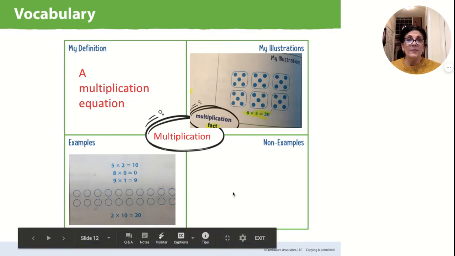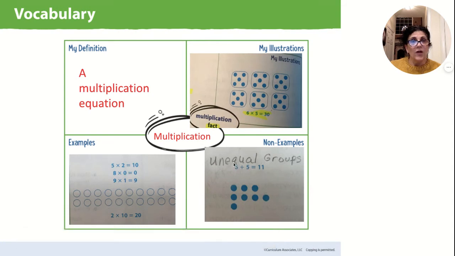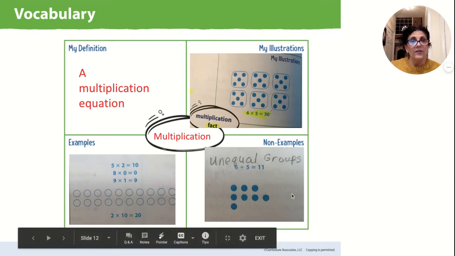And then non-examples of multiplication, that would mean that we'd have something that didn't have equal size sets or groups. So this is 6 plus 5 is 11. Those are unequal. And here's an array. These are not equal groups. This row has 3 in it. This row has 4 in it. And this row has 1 in it. So these would not be examples of multiplication. This is addition, and so is this, 3 plus 4 plus 1.